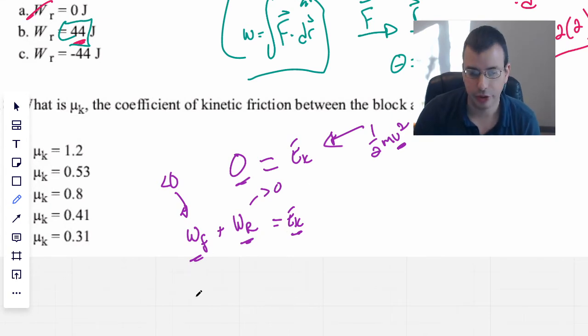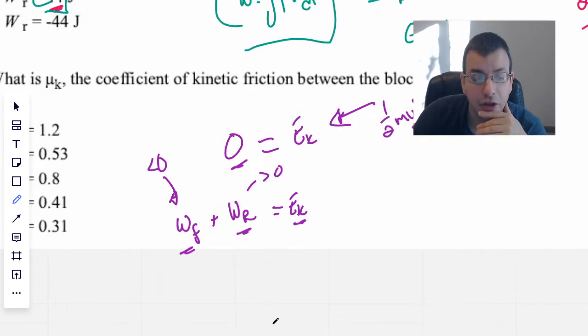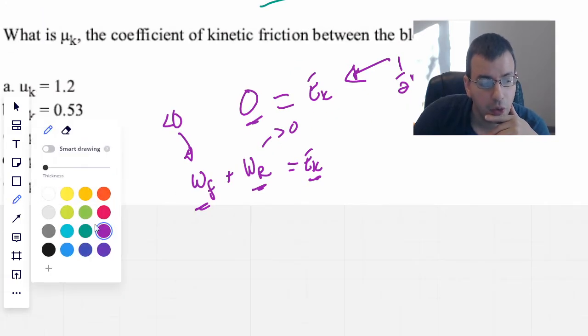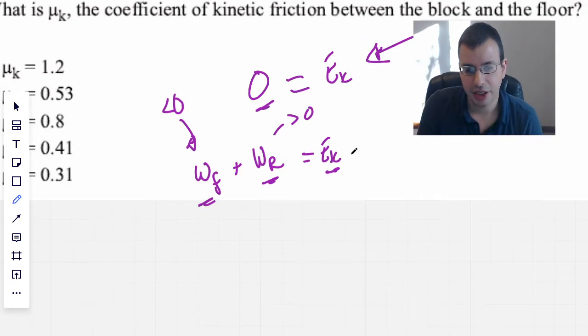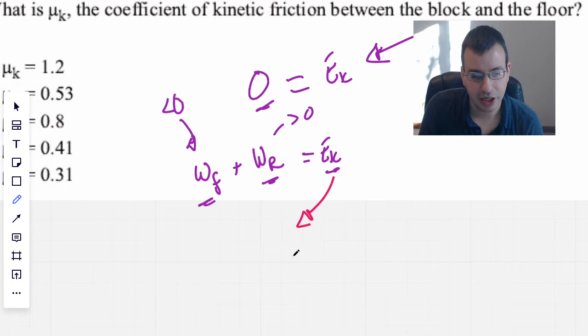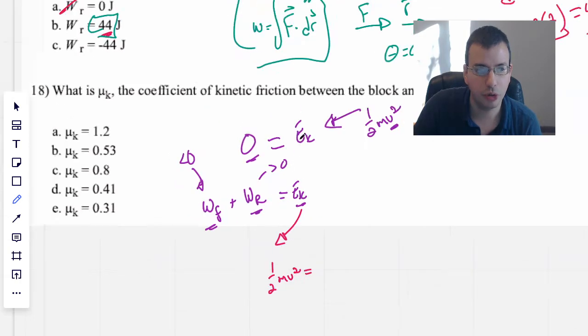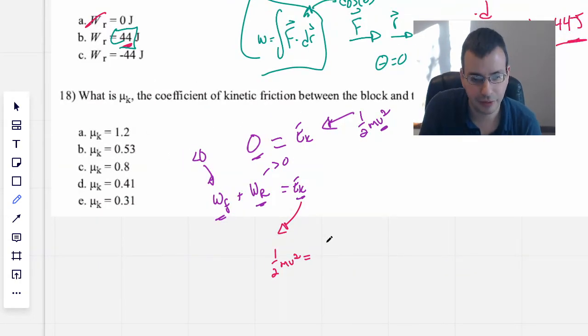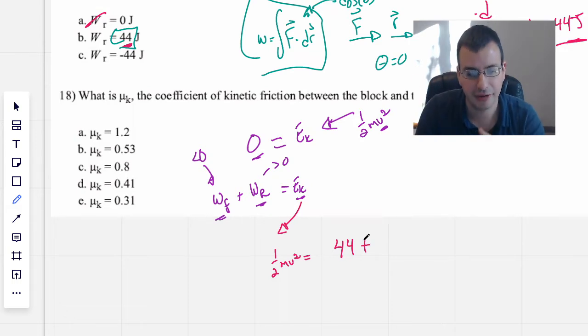This will make it go slower, or to the right, to the left. So what we need to do then is rewrite this. So I'll write this down here. This will be 1/2 mv squared, and this will equal work due to the rope. We already discovered that up here. That's 44. I'm just going to leave the joules off for now, the units.